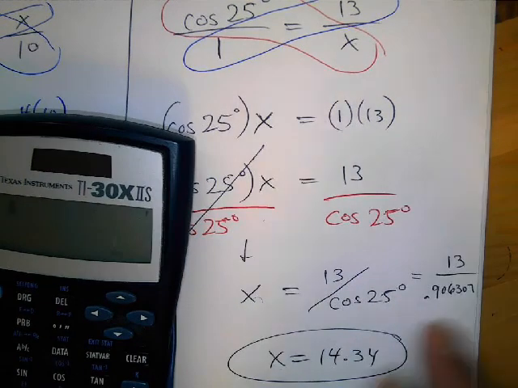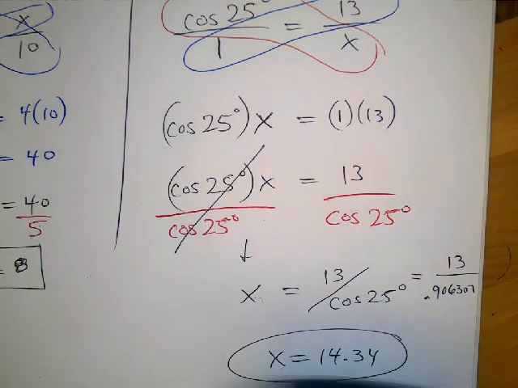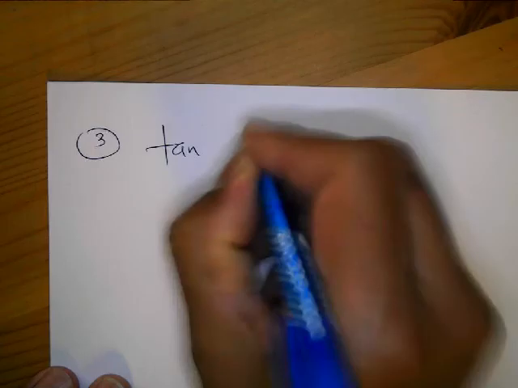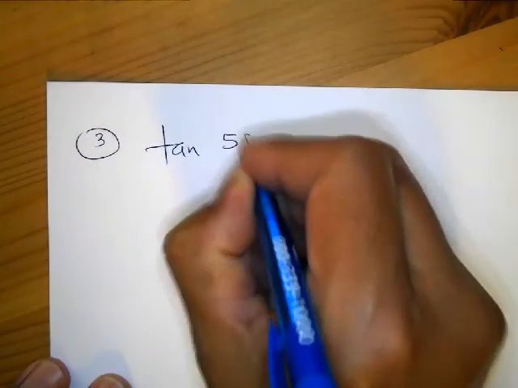The problem is not with the people that have a calculator like this. The problem is the people that have the calculator where you have to put the number first and then cosine. You'll get a different answer. Okay, let me do another one real quick.